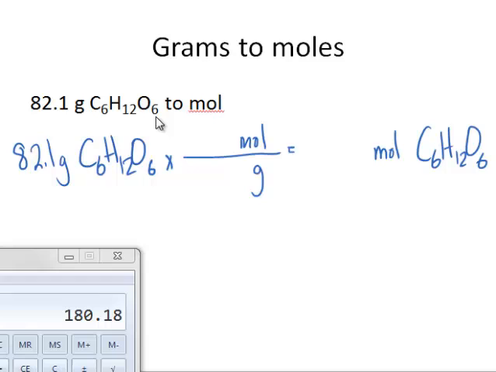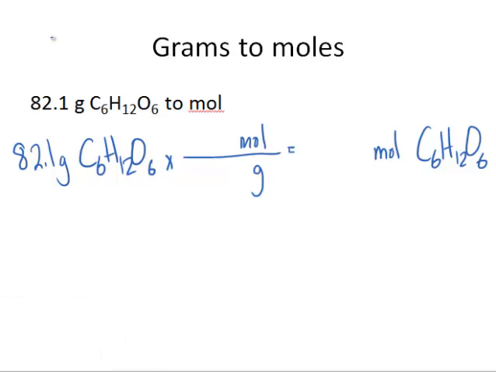So I calculated the molar mass of C6H12O6. Carbon is 12.01 times 6. Hydrogen is 1.01 times 12. Oxygen is 16 times 6, and that comes out as 180.18. So I always write it next to the grams in the molar mass. And there's a 1 next to the moles. Now, you would multiply by 1, but don't ever multiply by 1.